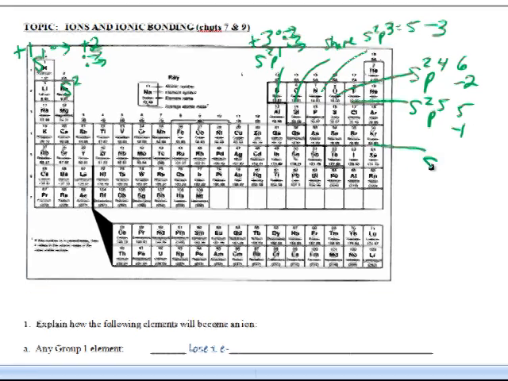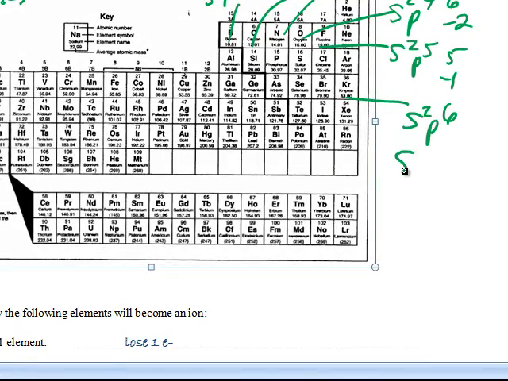And the last group, they all end in S2, P6, except for little helium, which is just S2. But either way, they have 8 valence electrons, or 2, and they're filled, so they don't want to make any charge. So they're happy on their own. They don't want to bond with anybody.